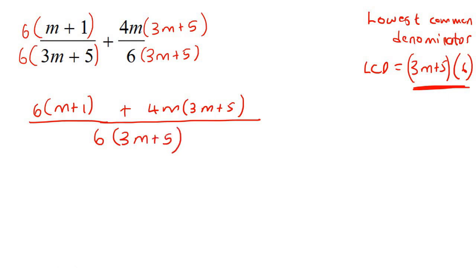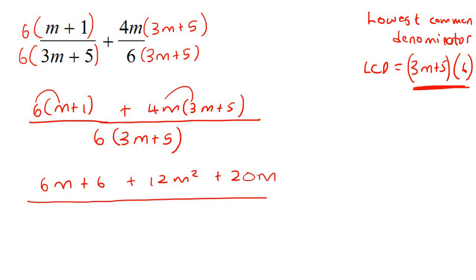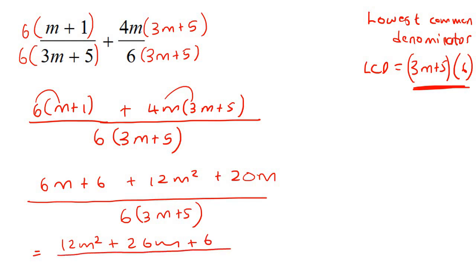So now we need to simplify. We're going to multiply the brackets out. That's going to become 6m plus 6 plus 12m squared plus 20m. At the bottom, don't multiply the bottom out, just leave it as it is. There we go. Now at the top, you're just going to simplify. That'll become 12m squared plus 26m plus 6, and at the bottom you'll just be left with that.